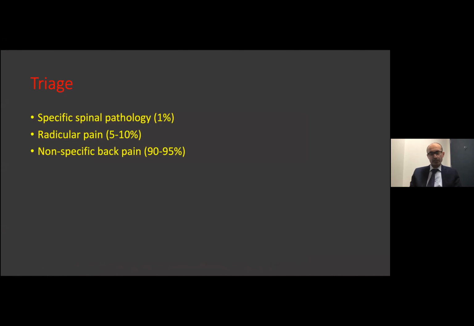I triage them based on the pathologies when I want to treat them. Essentially, specific spinal pathology means those with fracture, tumor, etc. There's about 1% of them. 5 or 10% can present with radicular pain. But the majority of them are non-specific. They need more workup, and they're not all of them amenable for surgery. They all need a holistic or multidisciplinary team approach, including pain medicine, physiotherapist, and a surgeon if needs be.